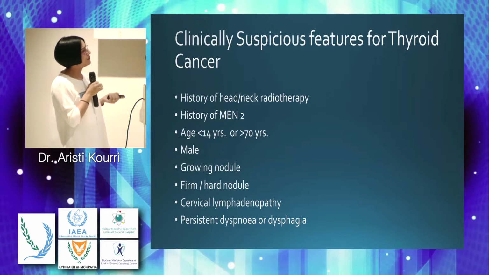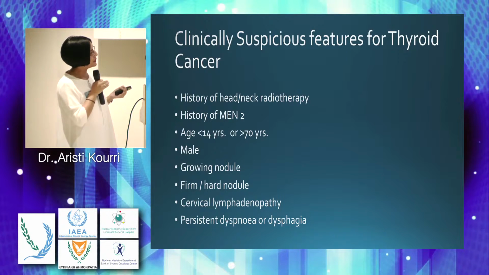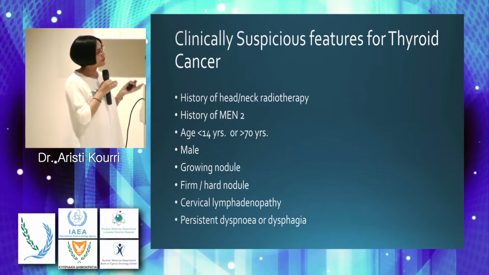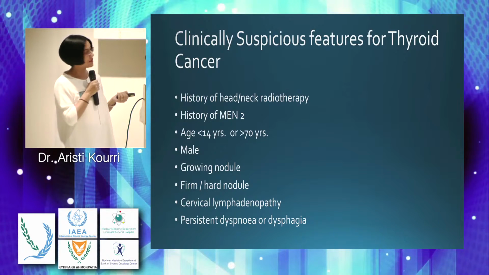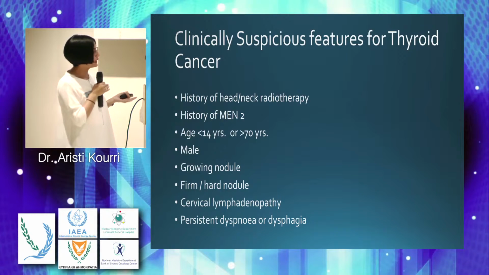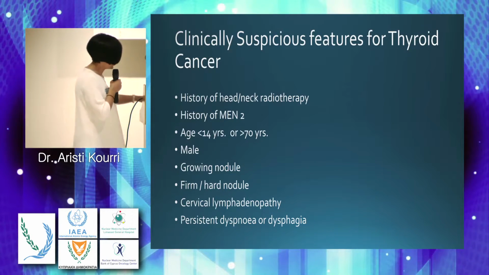Clinically, if you have a lump, the features for thyroid cancer are history of head and neck radiotherapy, history of MEN2 syndrome, an age less than 14 years or more than 50, a male gender, a growing nodule, a firm or hard nodule, accompanying cervical lymphadenopathy, and persistent dyspnoea or dysphagia.